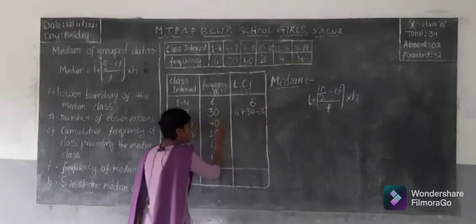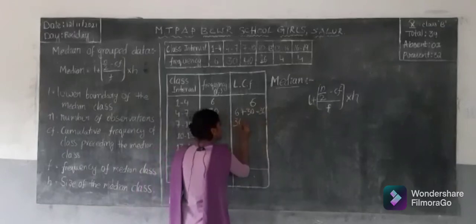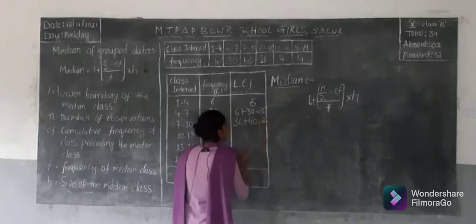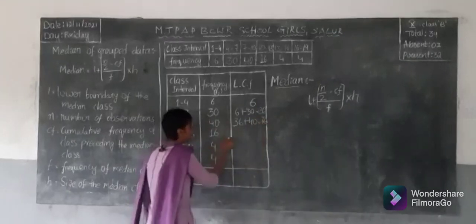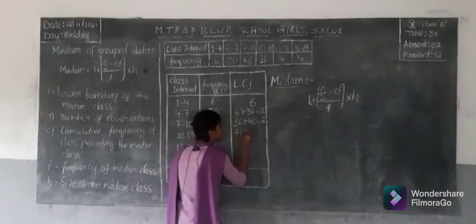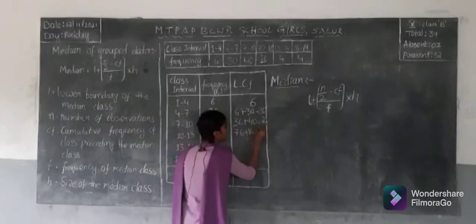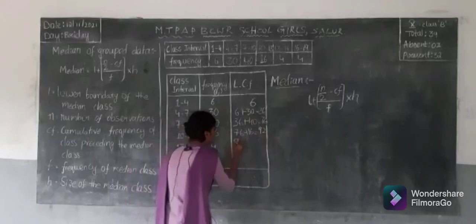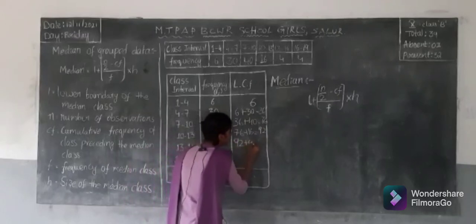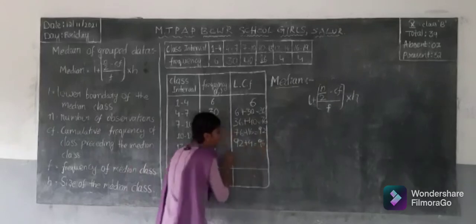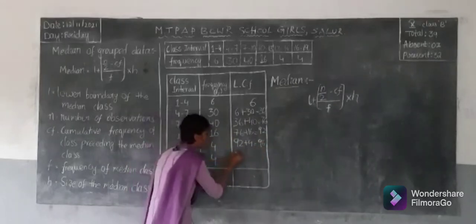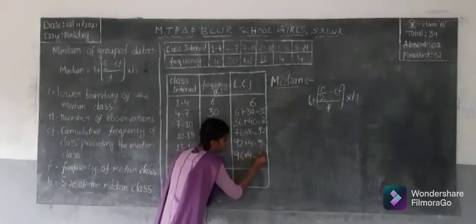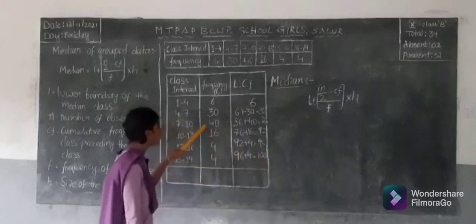36. Next 36 plus 40 equals 76. Next 76 plus 16 equals 92. 92 plus 4 equals 96, and 96 plus 4 equals 100. Here 100 is also called n.